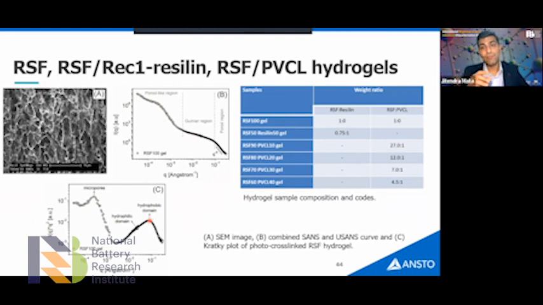You need to have a lot of information about your system in order to actually use SANS and USANS, so that it can give you the full picture. It's a very specialized technique, okay? It also gives you information about the hydrophobic domain. I'm going to show you in the next slide. And then you remember those pores which are very useful. So that is the pore structure here.